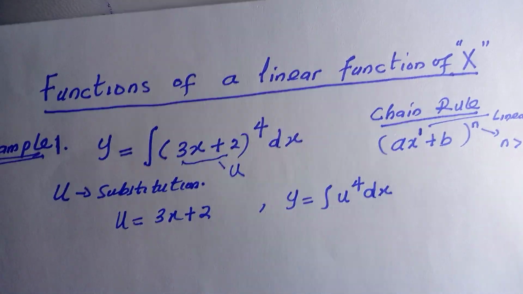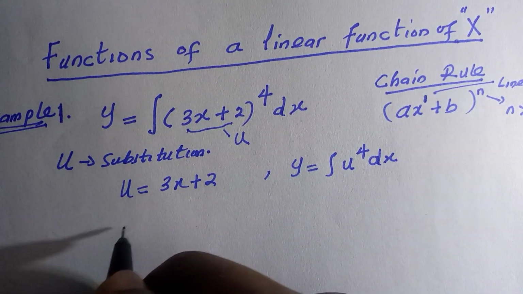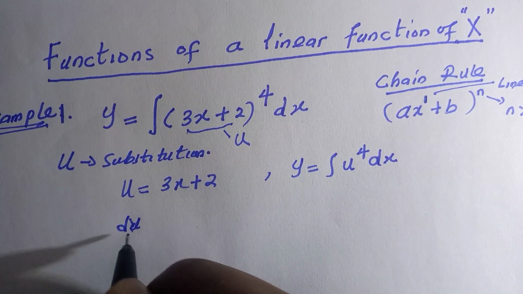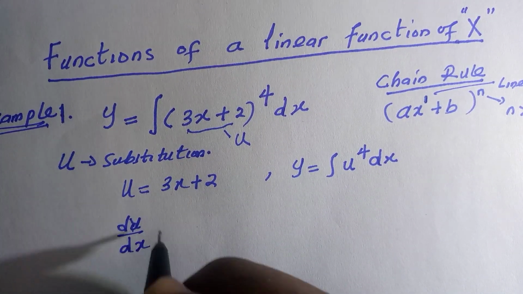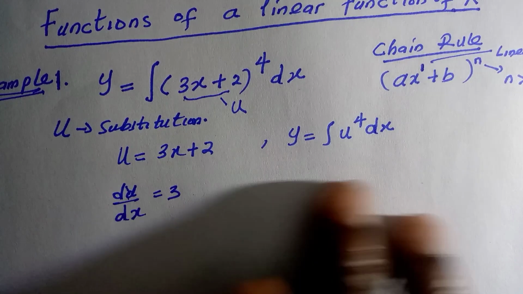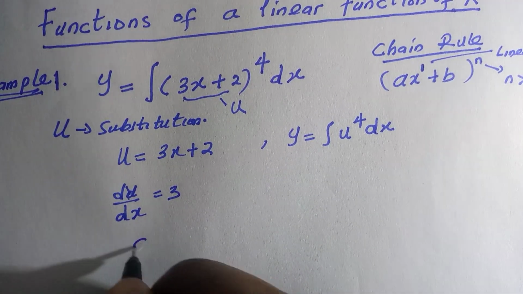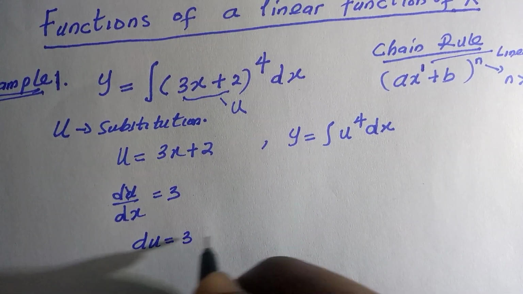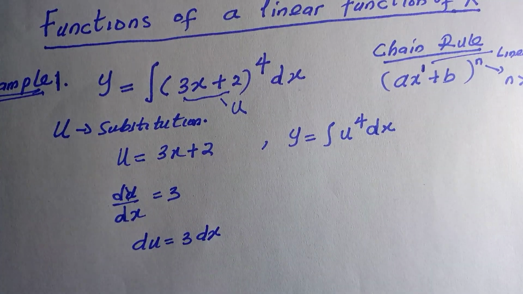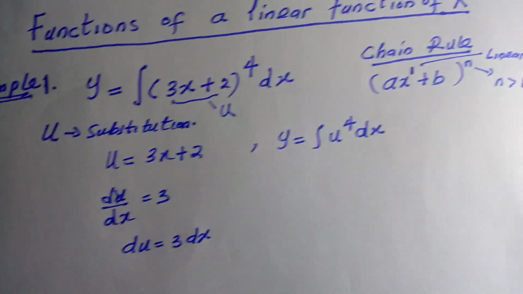And the next thing is we differentiate this. When we differentiate this, we are going to have du divided by dx equals 3, and we make du the subject, and we are going to have du equals 3 dx.